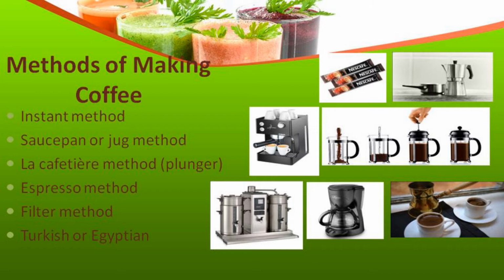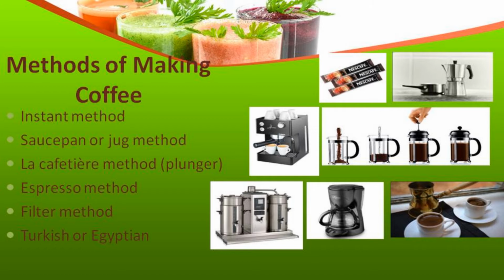Then we have the saucepan or the jug method. This is an American method of making coffee, more often used in the home rather than in catering establishments. A set measure of ground coffee is placed in a saucepan or jug, and then the required quantity of freshly boiled water is poured onto the coffee grounds. This should then be allowed to stand for a few minutes to extract the full flavor and strength from the ground coffee. It is then strained and served.